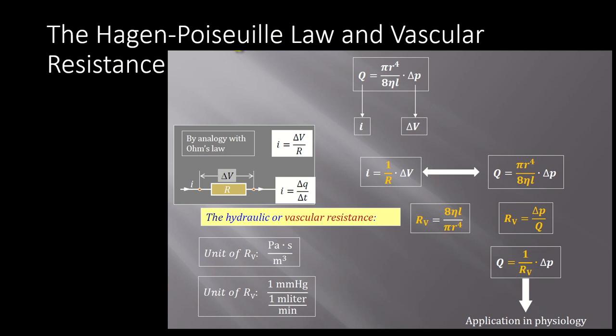Now, the units for vascular resistance, typically we'll see them as either a Pascal second per cubic meter or 1 millimeter of mercury per 1 milliliter per minute. Millimeter of mercury being the pressure unit, and minute per milliliter, but inverted, being our time per volume.